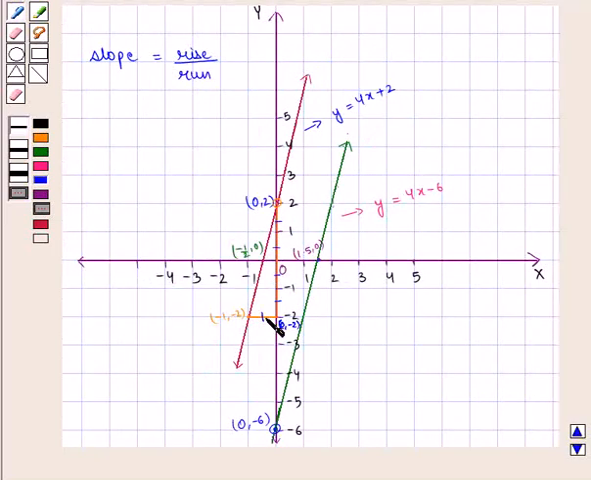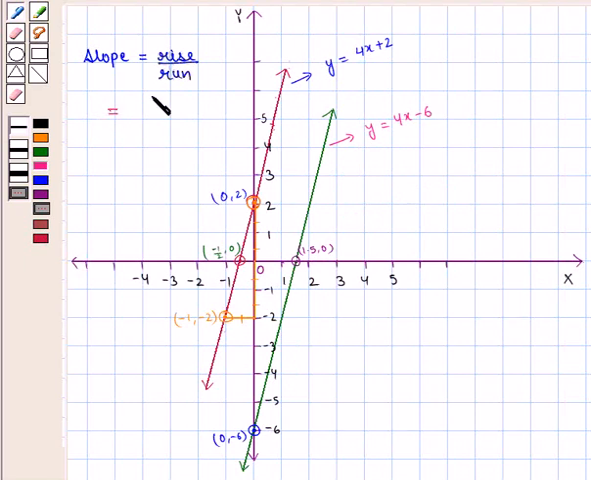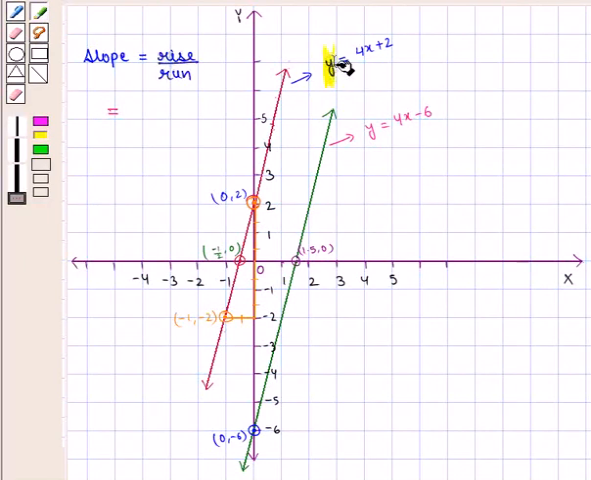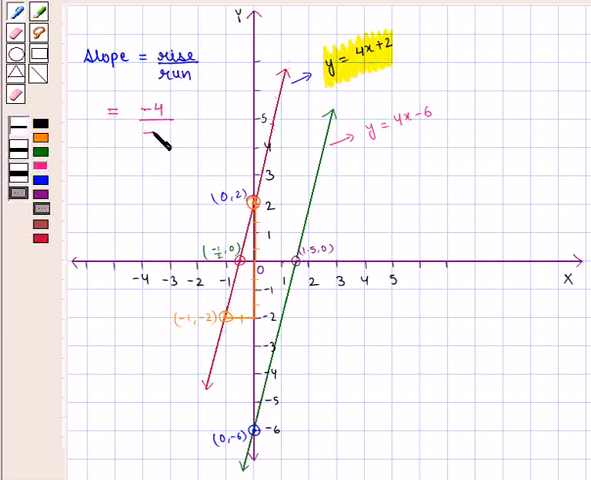And then we move 1 unit towards left so as to reach the point (−1, −2). So we say that run is given by 1, and as we move towards left, therefore we take negative sign for run as well. Therefore, slope for the line y = 4x + 2 is given by rise over run, that is −4 by −1, which is equal to 4.